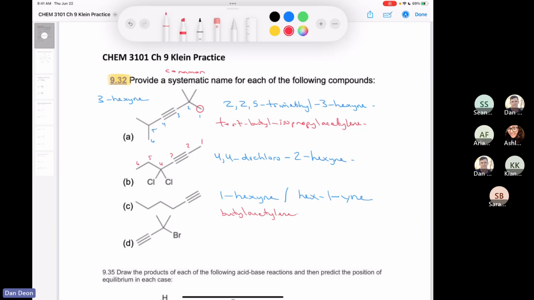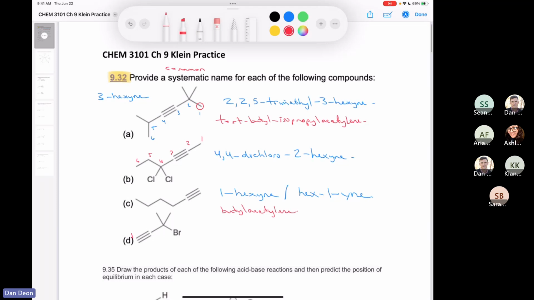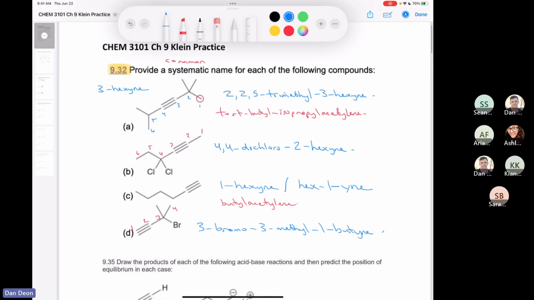And the last one, you can clearly see that you should start numbering down here. 1, 2, 3, 4. So we've got a 3-bromo, 3-methyl, 1-butene. Yeah. And there you have it. So a little bit of practice on nomenclature. Usually students are very good at alkyne nomenclature, but if you have any questions, don't hesitate to fire away, and I'd be more than happy to talk about them.